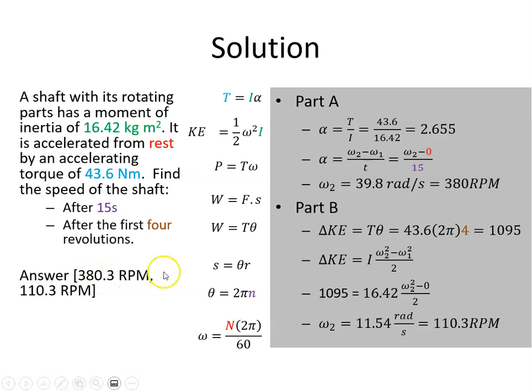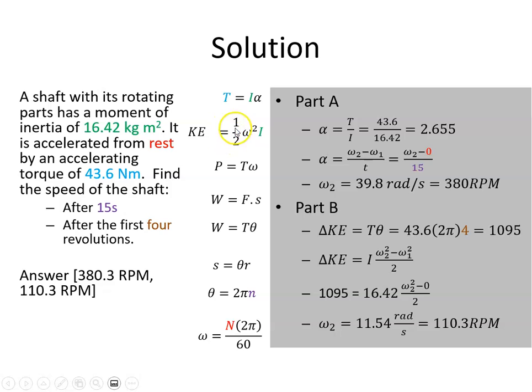For the second part, the change in kinetic energy is equal to torque times the angular displacement, and we saw this in example 3. So the torque is 43.6 and the angular displacement is 4 revolutions. So theta in radians will be 4 multiplied by 2 pi. And that works out at 1095 joules.